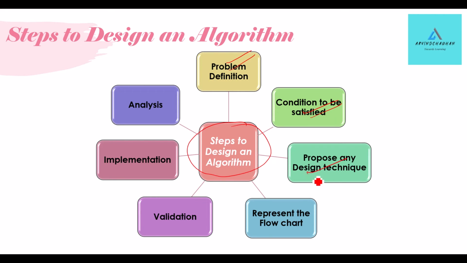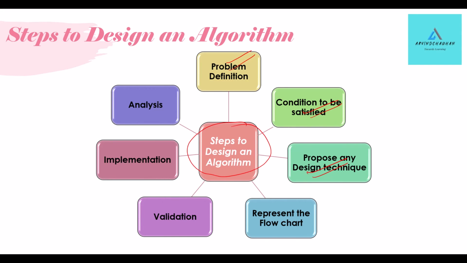The next is to propose a designing technique. After identifying the preconditions, the conditions to be satisfied, we will propose a designing technique. If we are designing a sorting algorithm, first we have to identify which kind of input data we have, then whether there are any preconditions or not. Based on that, we have to propose a designing technique.